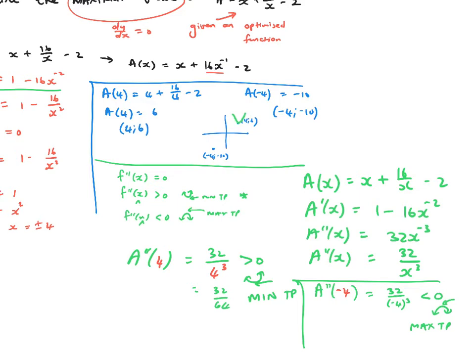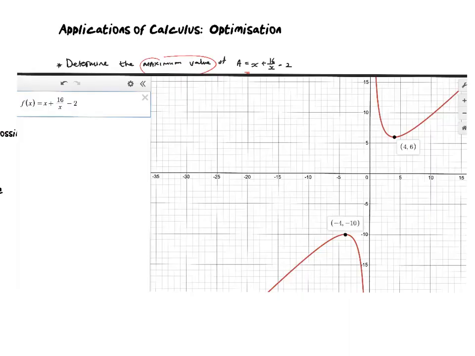And the same story, if you substitute minus 4 into the second derivative, you get a negative answer, right? That means the second derivative is negative. That means it's concaving down. That means it's a maximum turning point. So that part there is a maximum turning point. What is going on? Let's quickly look at what happens here.